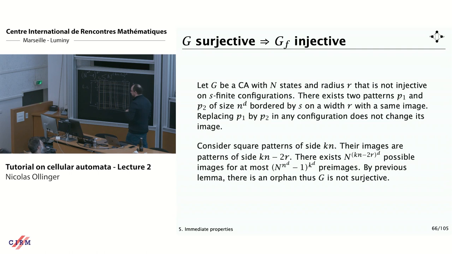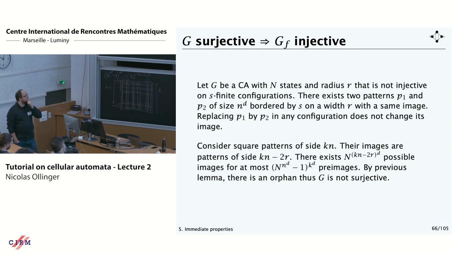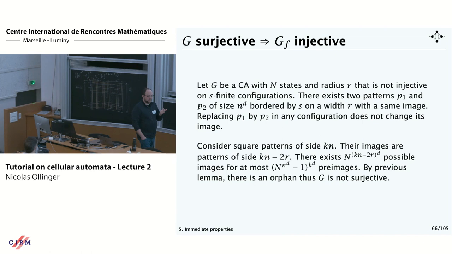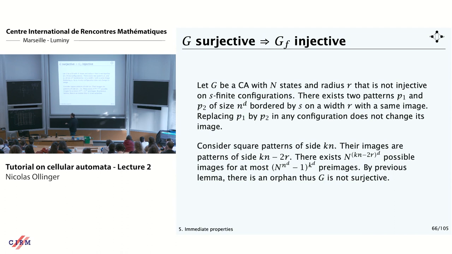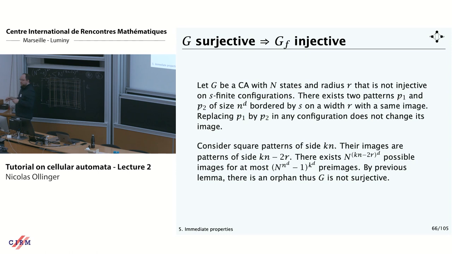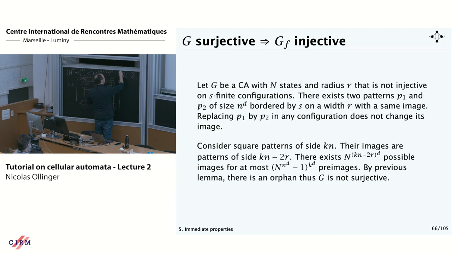So first, we are given a surjective cellular automaton G, and we want to prove that it's injective on finite configurations. So we will suppose that G is not injective on finite configurations. What does that mean? It means that you can find two finite patterns, P1 and P2, that map to the same image. So this is my P1, my P2. Around P1 and P2, you have the quiescent state everywhere. So I can put them in some very nice n by n square with a border of size r, which is filled with the quiescent state S. This is just S everywhere. Right? And both those patterns map to the same image.